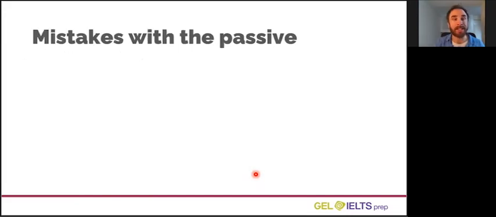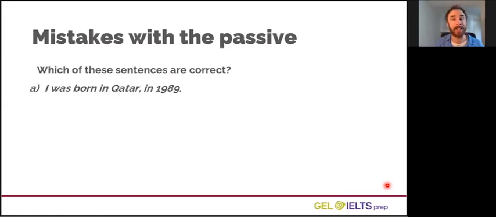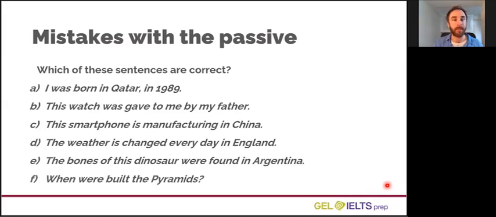Let's look at some common mistakes to finish off. I'm going to show you some sentences. I would like you to choose the correct sentences. Of these 6, 2 are correct. Can you choose the 2 correct sentences? Look at the next question below this video and choose the 2 correct options. The correct answer was A and E. Both of those are correct.